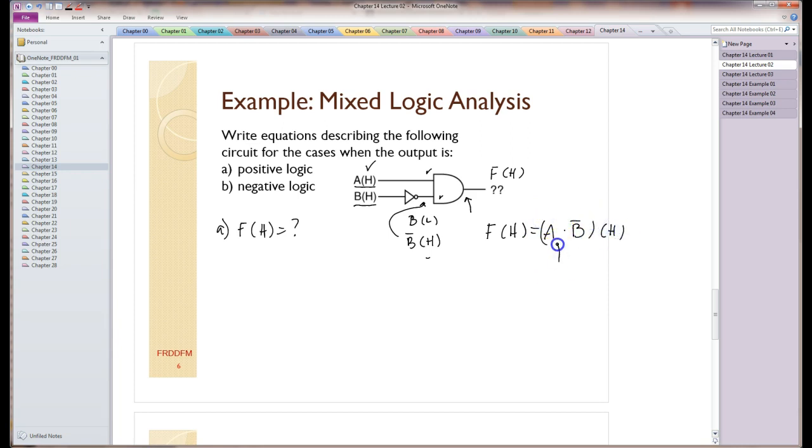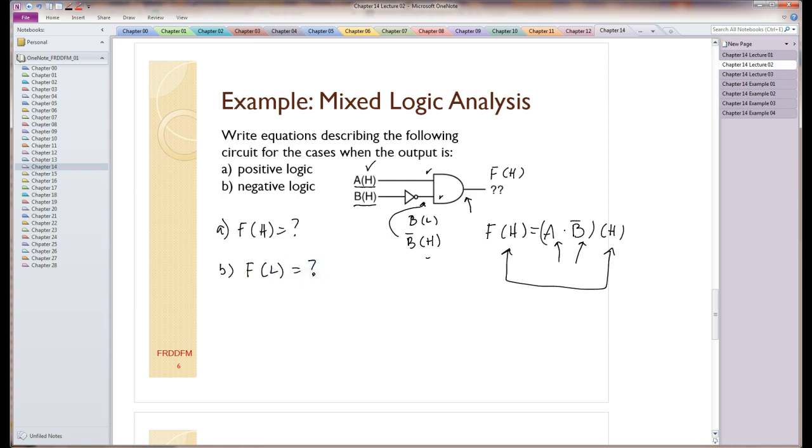Okay, I could put the polarity indicators on these inside variables, but I opt not to, just to keep it clean. It's understood that I've matched all the internal stuff. All I'm interested in is the outside. These necessarily match. If they didn't match, it would actually make no sense. B is negative logic, F sub low, F equals what?